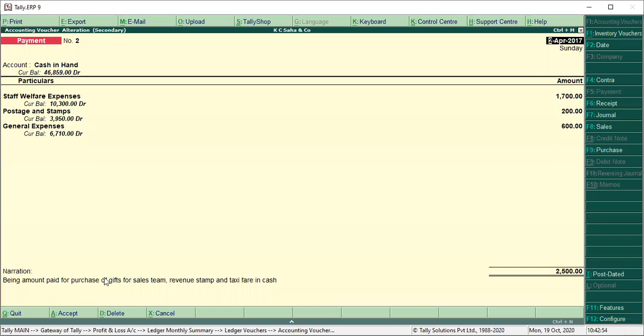That is amount paid for the purchase of gift for sales, stamp and revenue stamp, and taxi fare in cash. You have paid that, and you have done the entry in the payment side. Whatever gifts you have purchased for the sales team will be considered as staff welfare expenses. Whatever revenue and stamp charges are there, postage and stamps will come over here. And the taxi fare you can post in the general expenses.